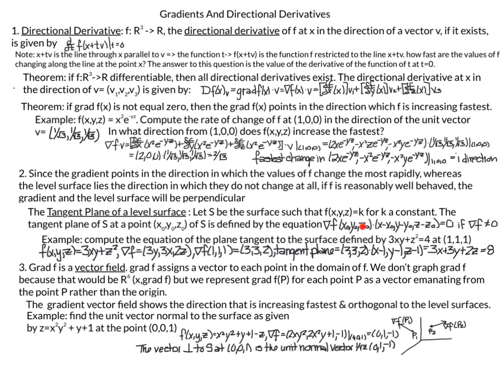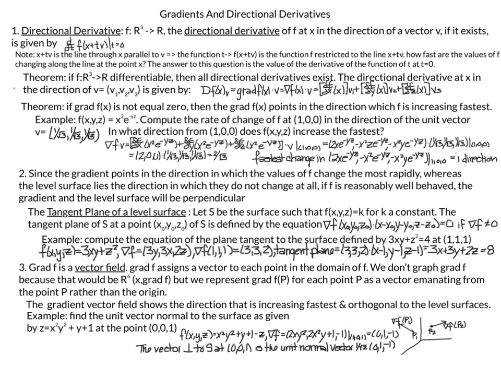So far we've done this part. And then we're going to dot it with x minus x naught, or x minus 1, y minus 1, and z minus 1, which we've done here. And this is the equation of our plane, 3x plus 3y plus 2z equals 8.